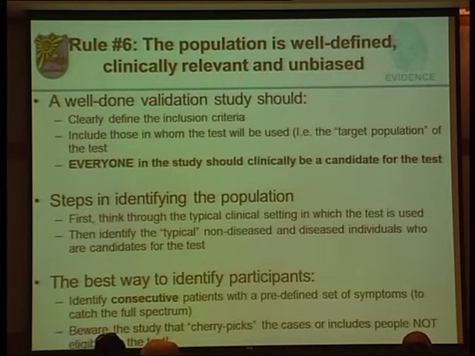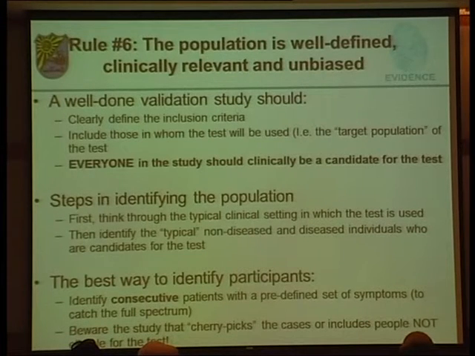So you don't know, but that's the point at which you say, that's the person who should be in this paper. Okay? And the best way to identify participants in such a study is to identify consecutive patients who are presenting with a predefined set of symptoms to catch the full spectrum. Okay? You want to get everybody who would be eligible for that test to be in the study.